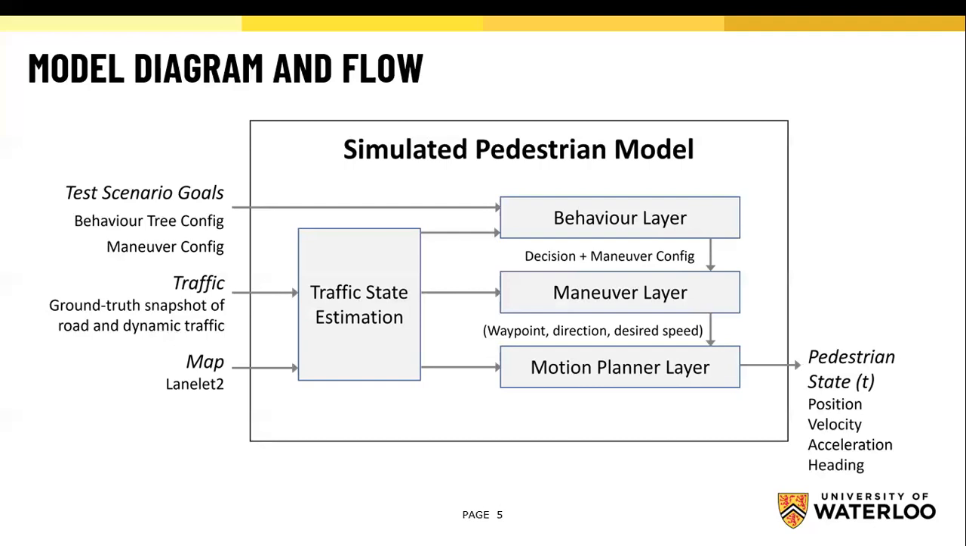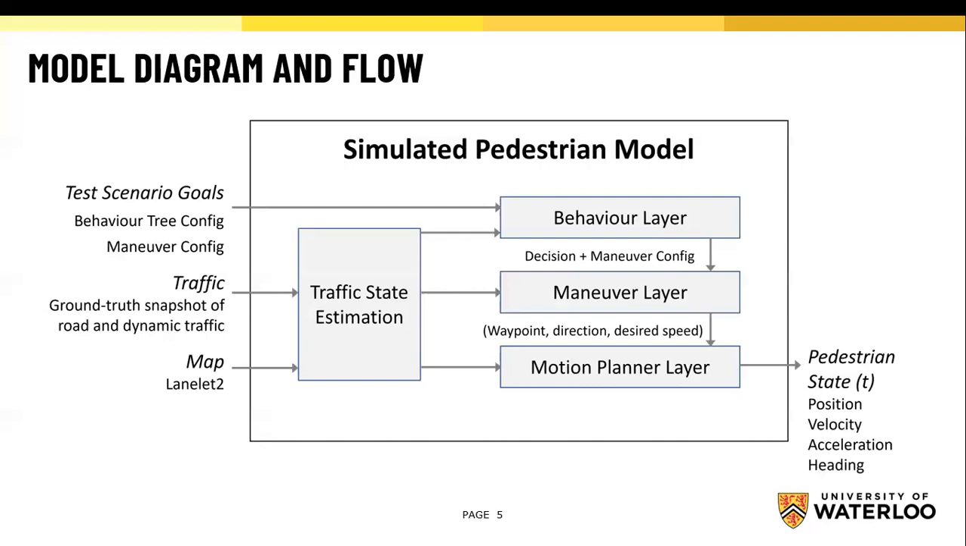This maneuver is passed to the next layer, the maneuver layer, whose job is to take that and translate it into instructions on how the pedestrian should change their trajectory.